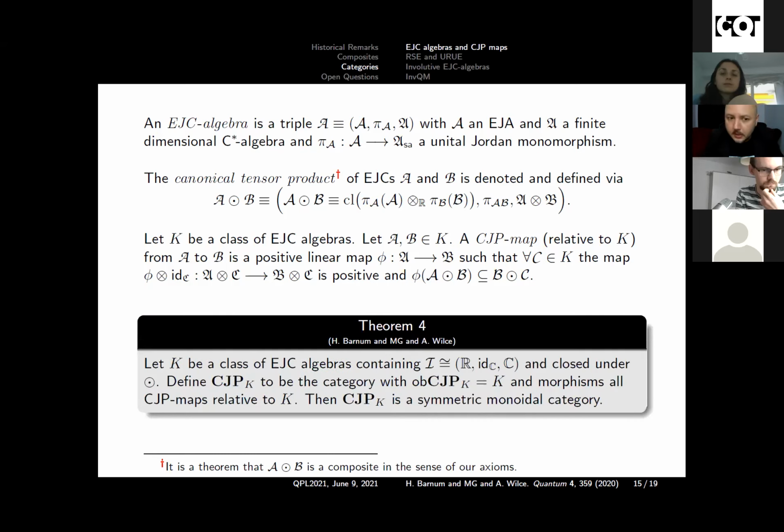And here's a theorem. So let K be a class of EJC algebras. We assume that it contains the unit, and we assume that it's closed under composition. Okay, so you've got a class that's closed under composing, and it has the unit in it. Define CJP_K to be the category whose objects are from K, and the morphisms are CJP maps relative to K. Then that's a symmetric monoidal category, albeit in most cases one that is very far from compact closed.